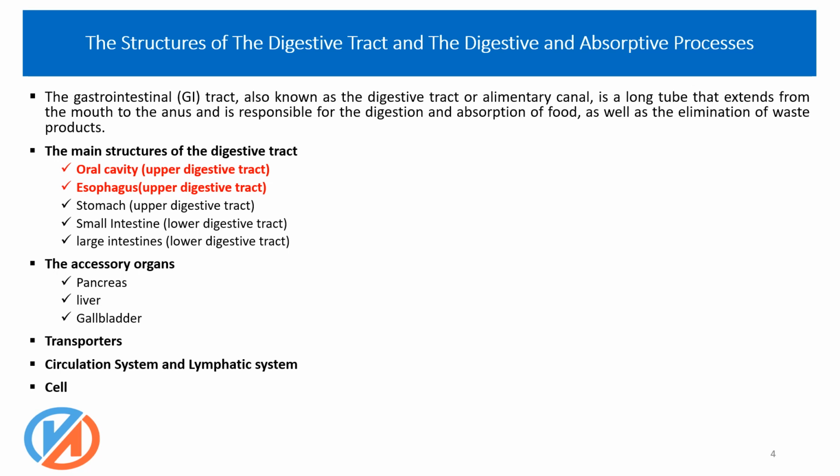These are the main structures of the digestive tracts and the digestive, absorptive, and also utilization systems. So we will discuss each one by one, but today as part 1 we will discuss only oral cavities and esophagus.